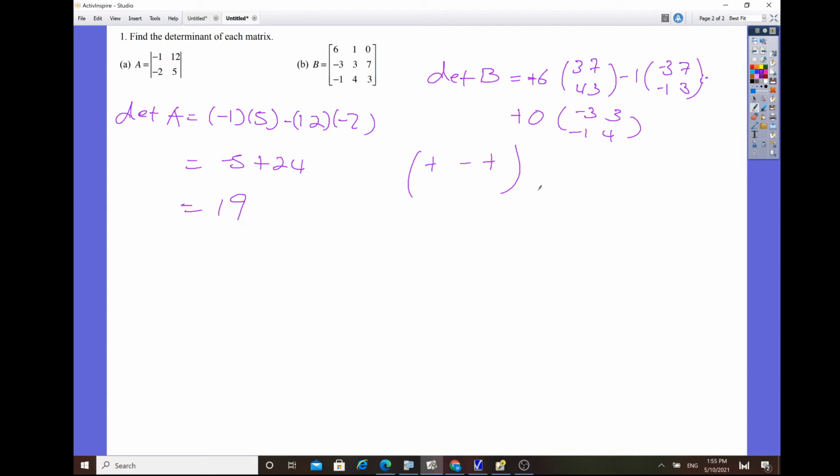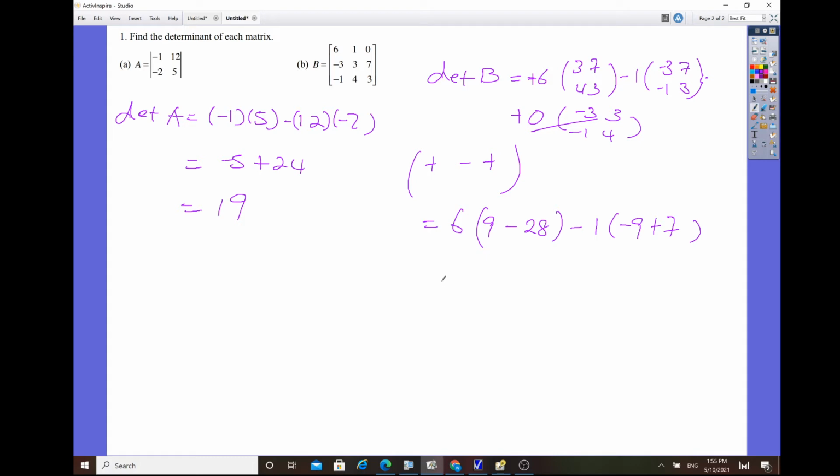Okay, so here's what we find out. 6 times 3 times 3, 9. Minus 4 times 7, 28. And then minus 1 times the quantity, negative 3 times 3, determinant 2 by 2, so negative 9. Minus negative 7, so plus 7. 0 times the determinant 2 by 2, it's just nothing.